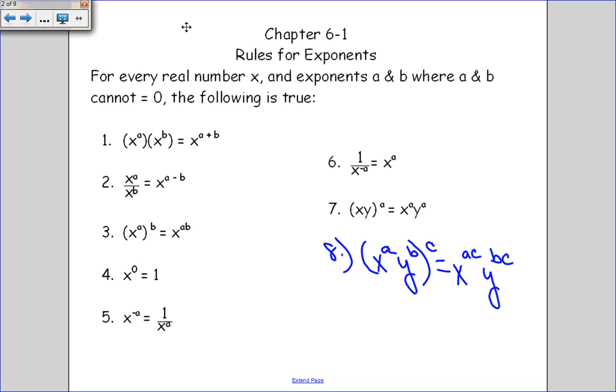If I have two bases, such as x and x, they are the same base, but they have two separate exponents. X to the a, x to the b, what are you going to do with those two exponents? You're going to add them together. Why is that true? Because if I have x squared times x cubed, that means I have two x's over here and three x's over here. Give me a grand total of 5 x's. So if we add those two exponents together, it gives you x to the fifth.